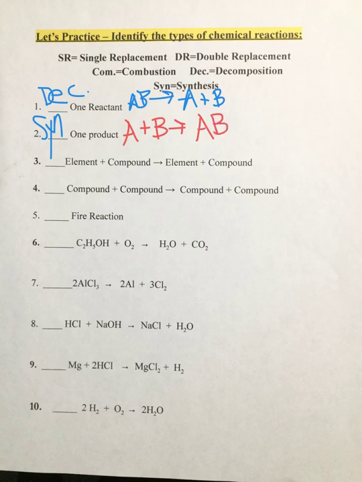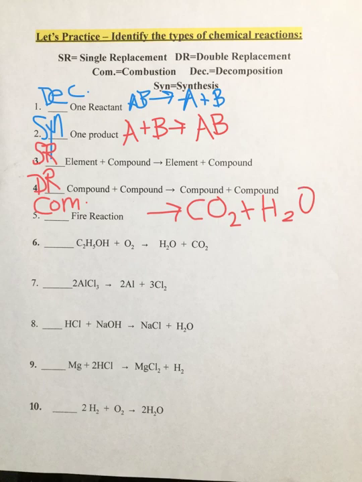Number 3, an element and a compound on both sides. It's going to be single replacement. A compound and a compound on both sides, double replacement. Which one was called the fire reaction? Combustion. And always remember, for combustion, it's very important. The product, that means after the arrow, will always be CO2 plus H2O. I find these the simplest to identify. Maybe you will too. That's always the product, okay?